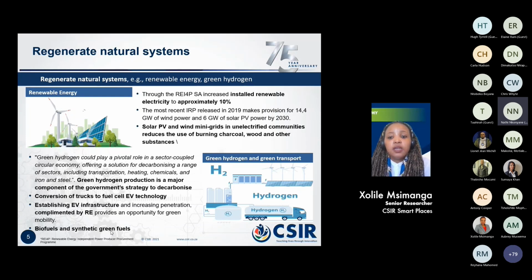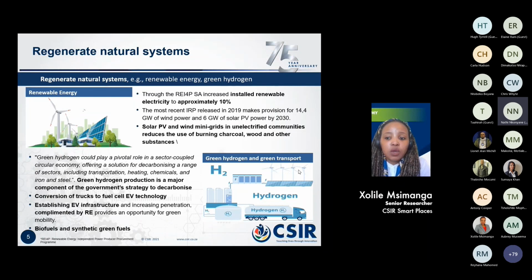On a communal level, solar PV and wind mini-grids in unelectrified communities reduce the use of burning charcoal, wood, and other substances for cooking, heating, and lighting. It also has the potential to create jobs in those communities. The next component under this is green hydrogen and green transport.